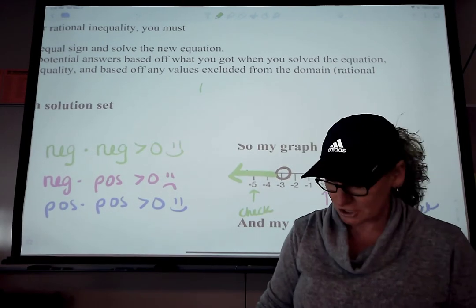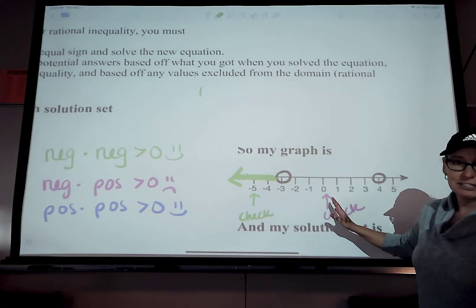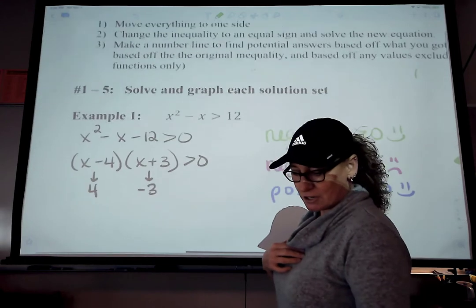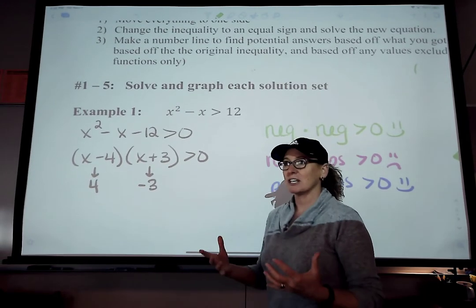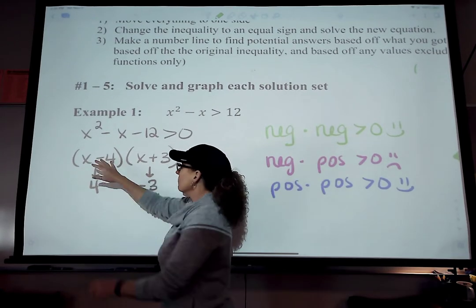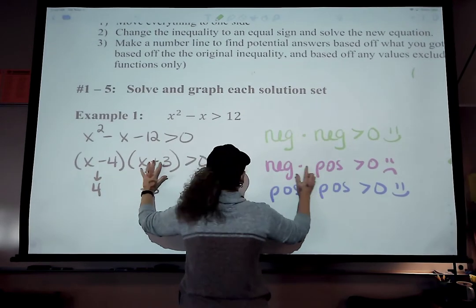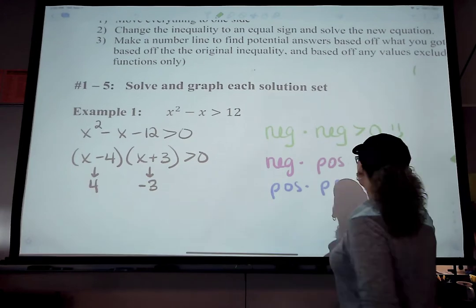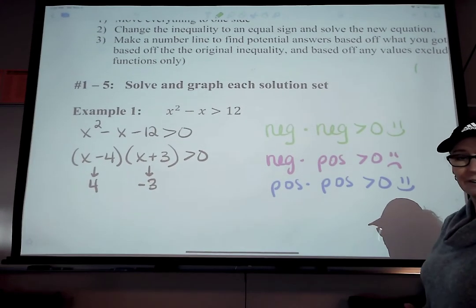Let's check the pink section. 0 is in my pink section, and I always like to use 0. Again, I like to go to the factored version. I don't need to know the value by plugging in 0. I just need to know whether it's positive or negative. So plug in 0, that's a negative. Plug in 0, that's a positive. Is a negative times a positive greater than 0? No. Pink section doesn't work, don't color it.